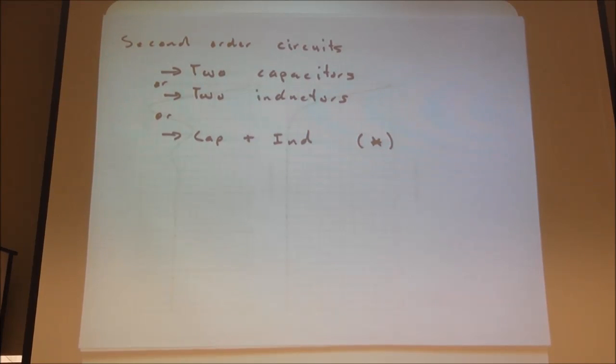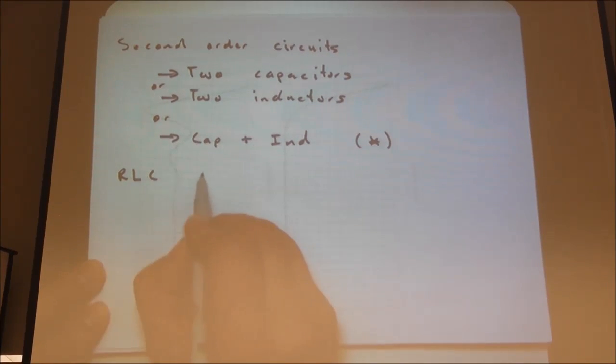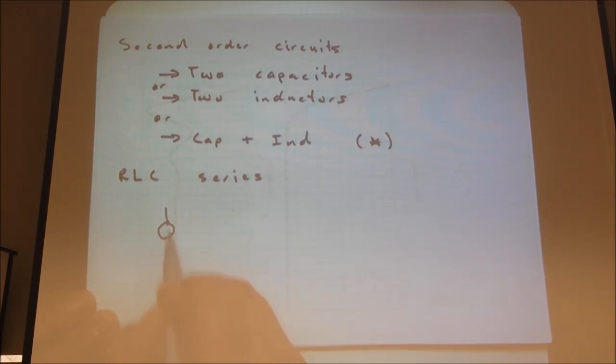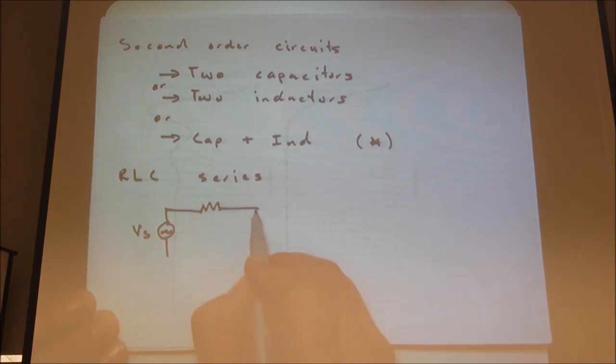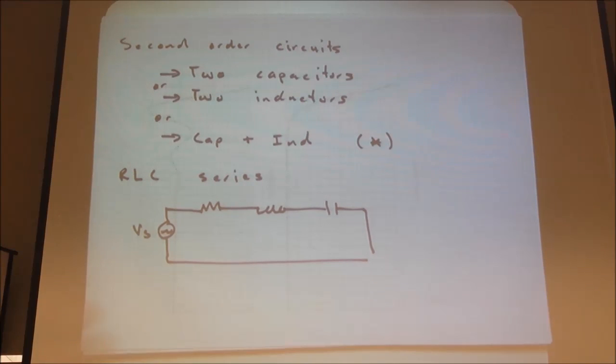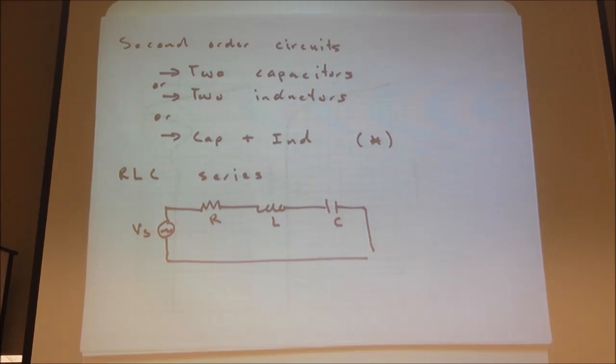There's a very classic circuit called the RLC series circuit. This is an iconic circuit. We'll spend a fair bit of time with it. We're looking at a voltage source, a resistor, an inductor, and a capacitor. So there's our RLC series circuit. And that's it. So 3 components and a source.